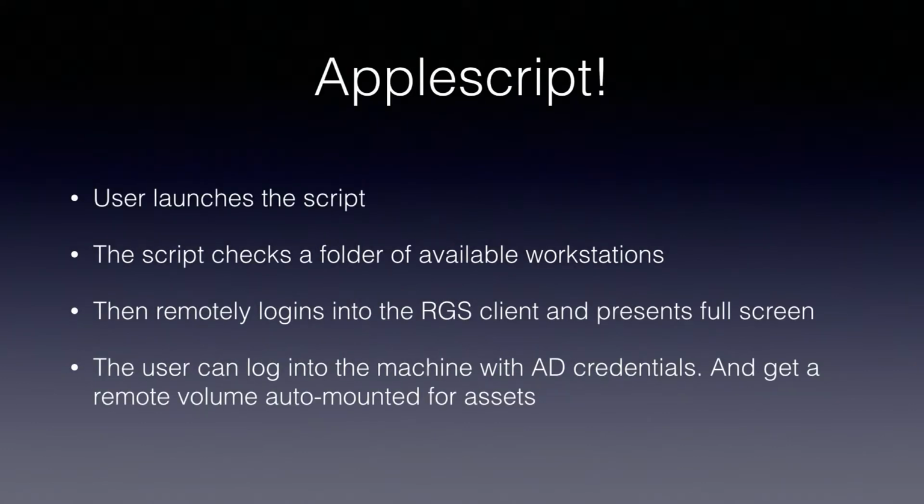So what we did was AppleScript to the rescue, right? I'm a huge AppleScript fan. I love writing in it. And so I created a script that would launch on the client Mac and then do a couple of things. We've created a folder on a share that actually has the known good and operational machines in there. It's a bunch of text files. We make this as simple as we can. So it looks inside there, finds a text file which indicates a machine is ready to go. Then it remotely logs into the RGS client and pops it full screen. And then the user can log in with their credentials to that machine.